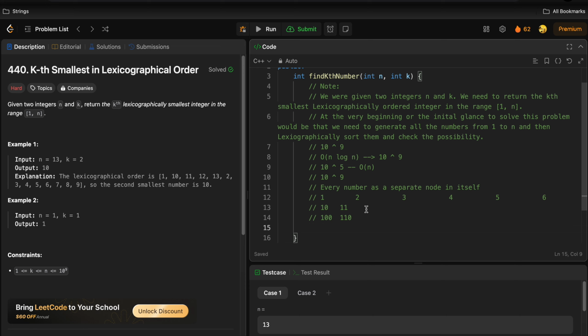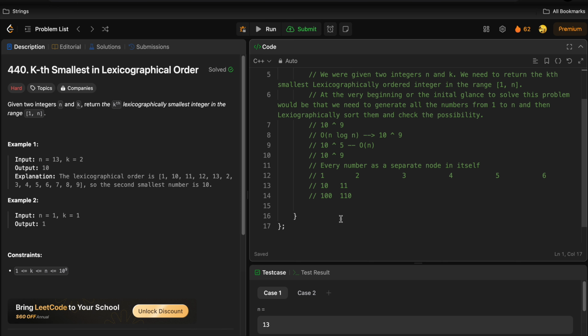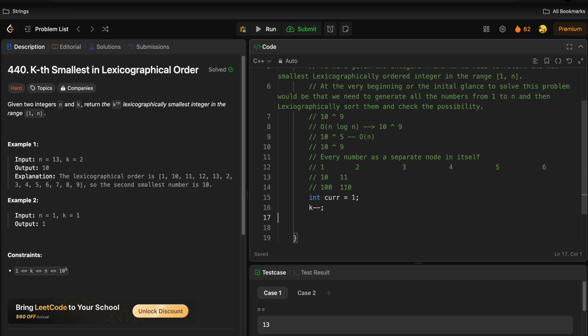So if we consider every root as a node, first of all we need to check whether k falls within the number of steps where we would be reaching 2 from 1. By considering all these examples, first I'll call my current to be 1, because every time I'll start from 1 itself. If I start from 1, then k is already reduced by 1 because I'm already at this position. So k would be reduced by 1, and while k is greater than 0, I'll call a helper function.